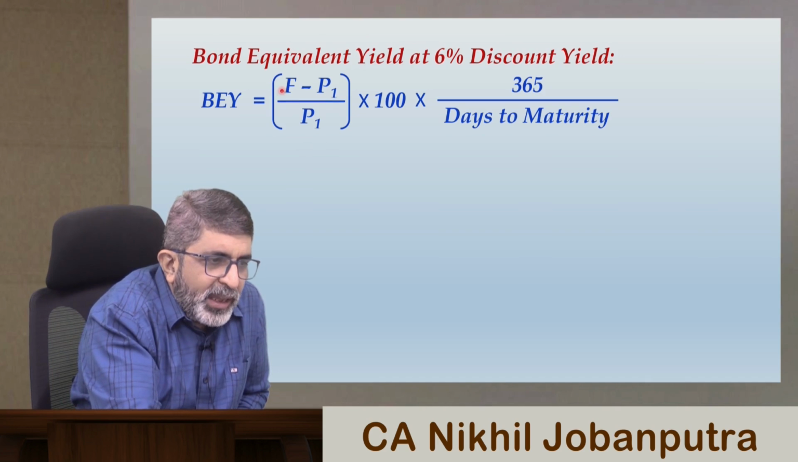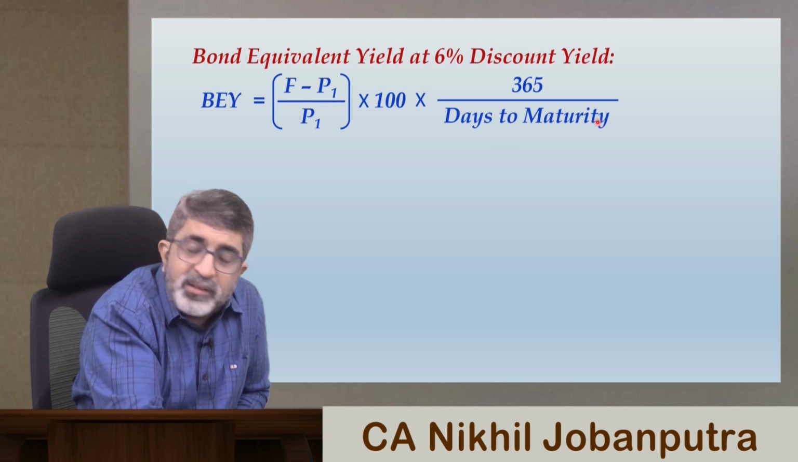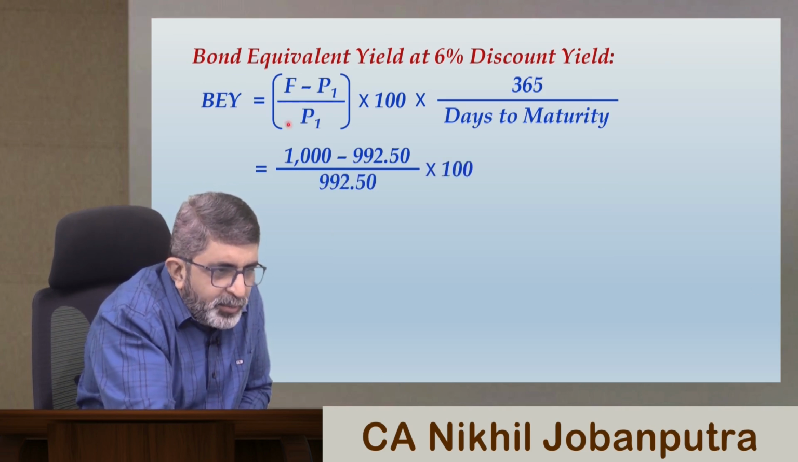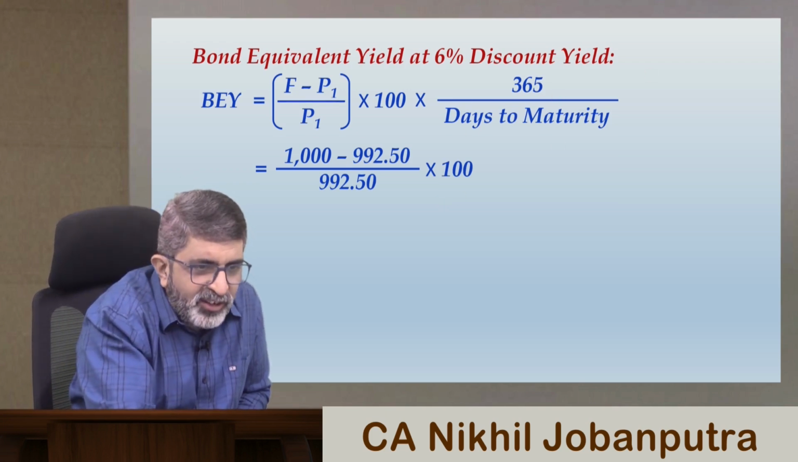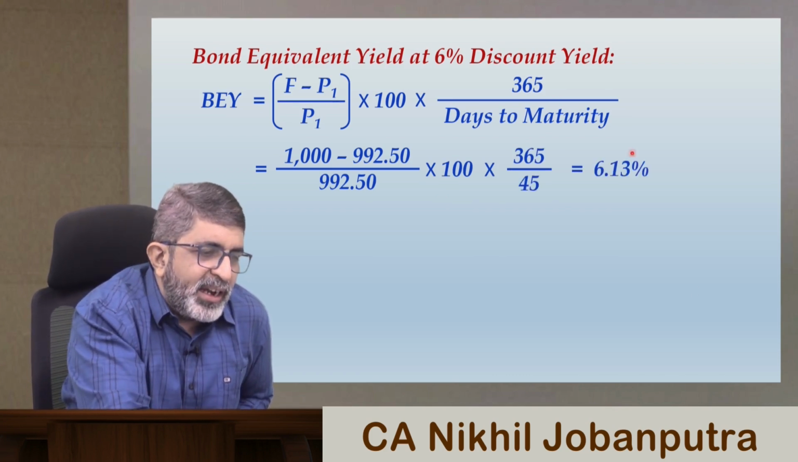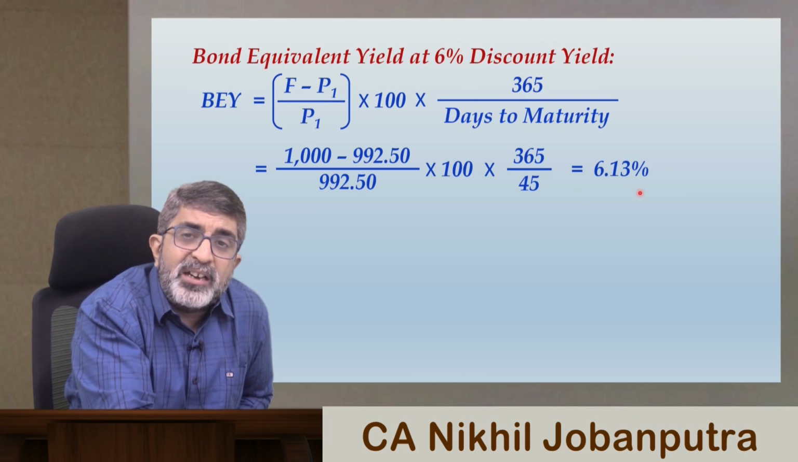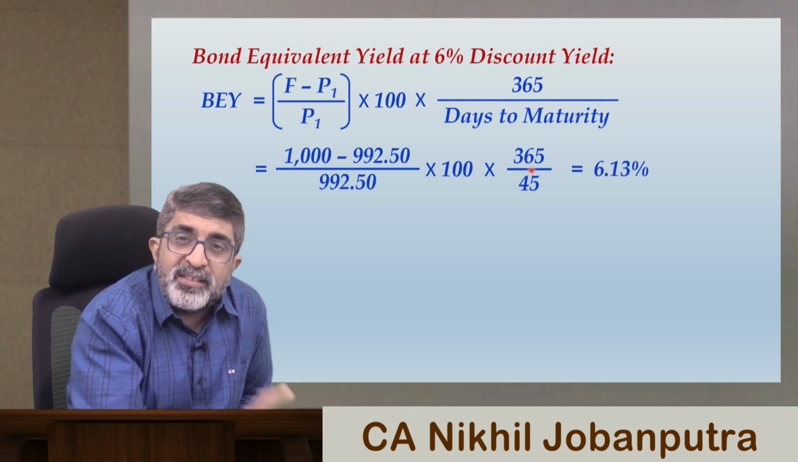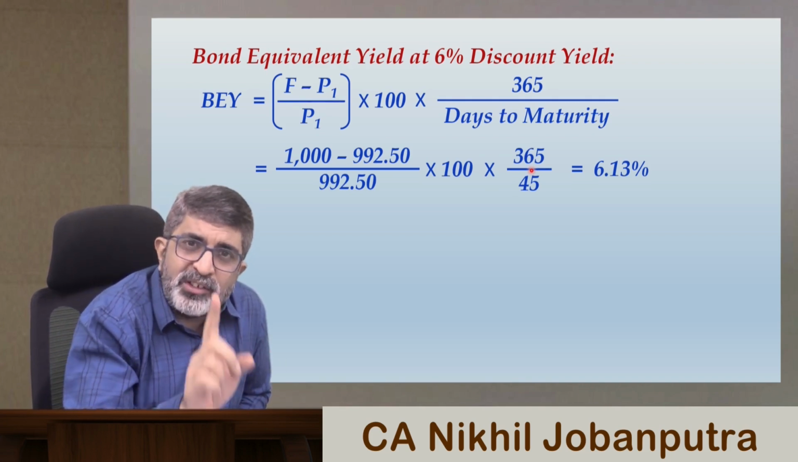So the calculation goes this way: F minus P1 divided by P1, into 100 into 365 divided by days to maturity. You just have to substitute all these values. If you compute just this much, it will give you the holding period yield, but we want to make the time adjustment so that we can compute the annualized yield, which is the bond equivalent yield, and it comes to 6.13%. So when the discount yield was 6%, the bond equivalent yield comes to 6.13%. Even if your suggested answers give this as 360 days, please do not follow that. Follow 365 days, which is the right thing.